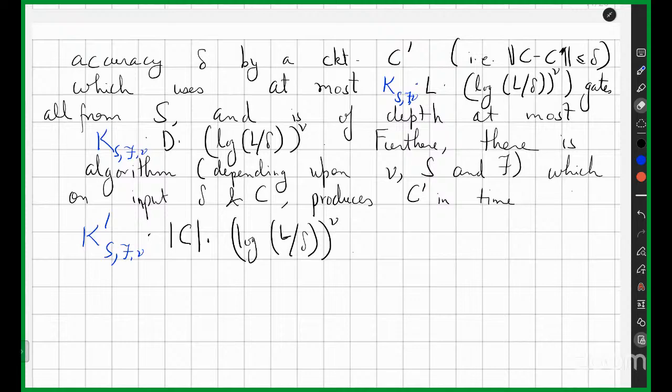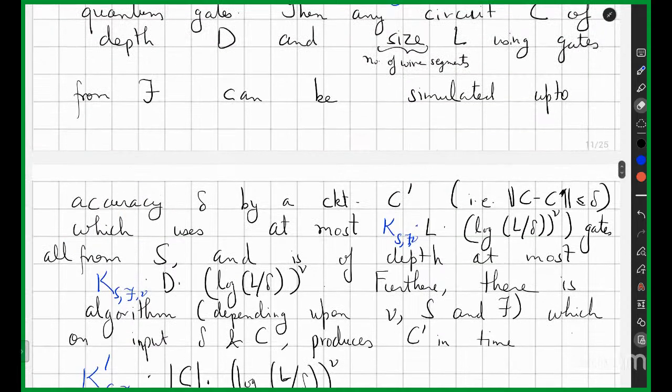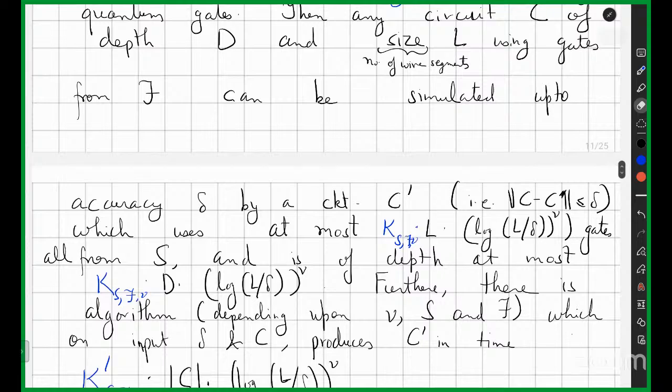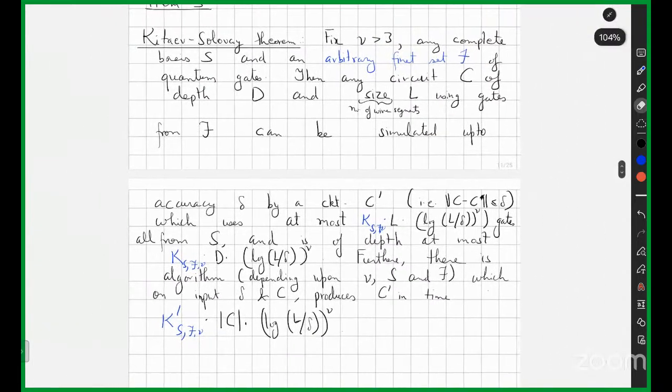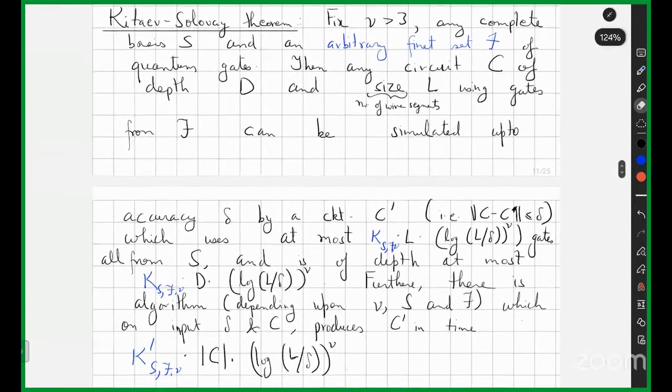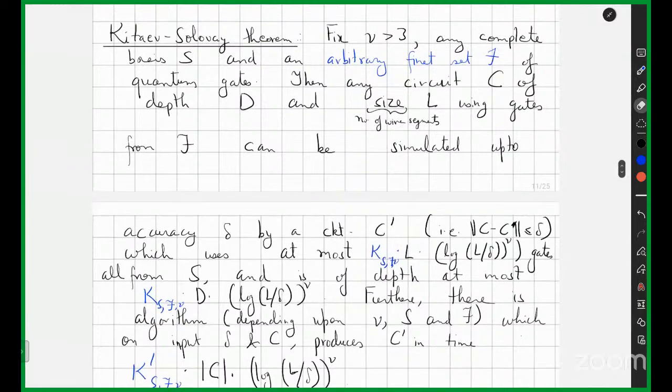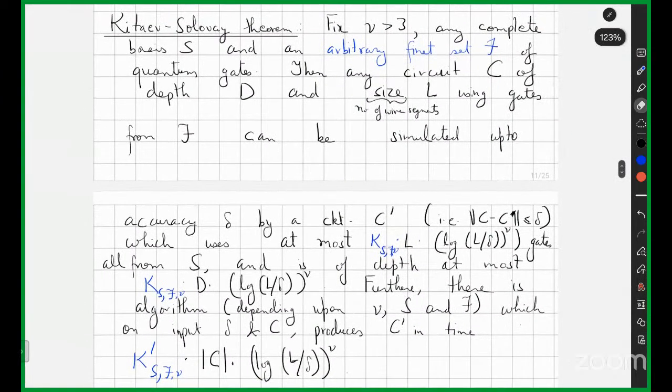Can you show the whole theorem on screen? Yeah. Okay, so think of x as just some number bigger than 3. Fix 3.1. Any complete basis S.